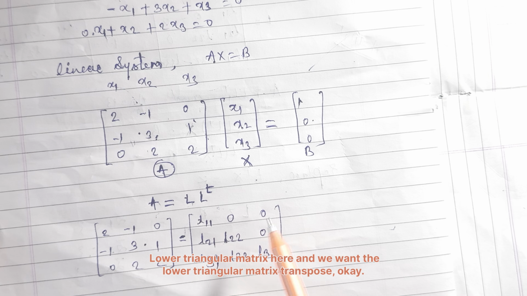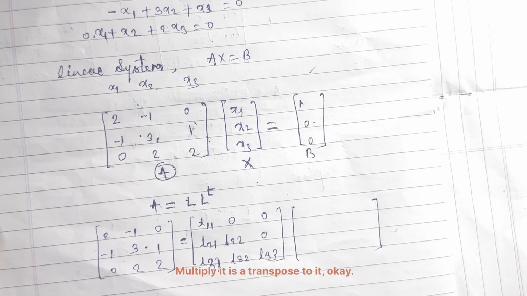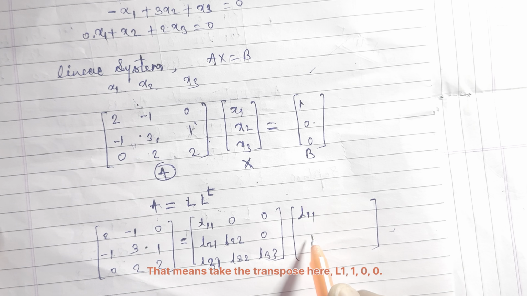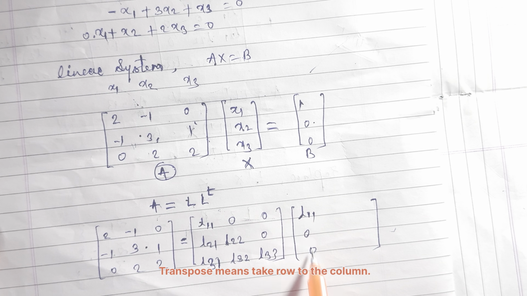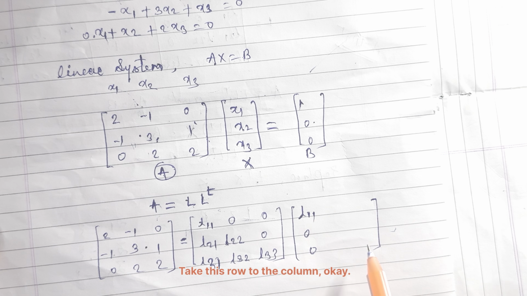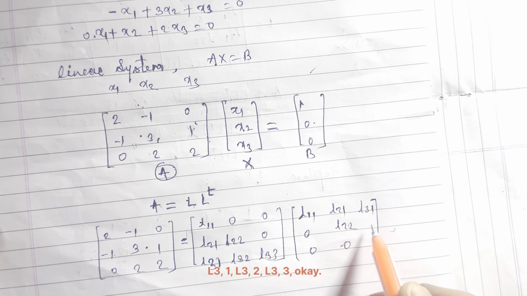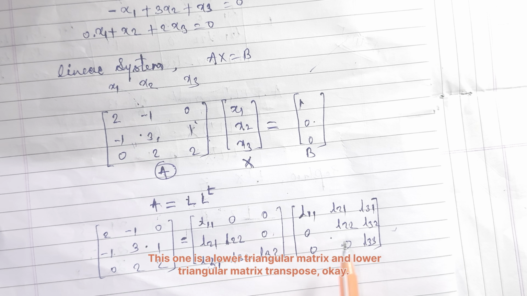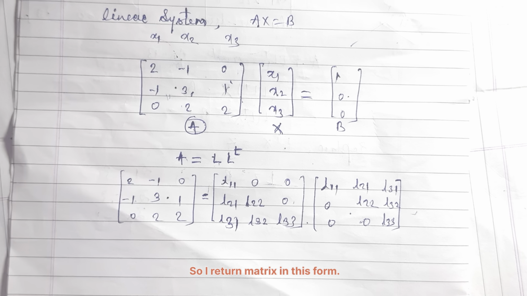This is our lower triangular matrix, and we want the lower triangular matrix transpose, so multiply by its transpose. Transpose means take each row to a column. So L11 0 0 goes to the first column, then L21 L22 0, then L31 L32 L33. This is the lower triangular matrix and the lower triangular matrix transpose. So I have written matrix A in this form.